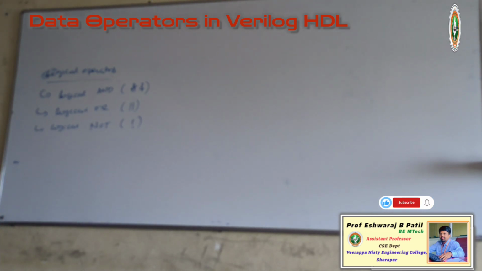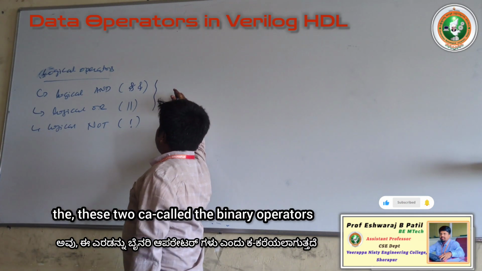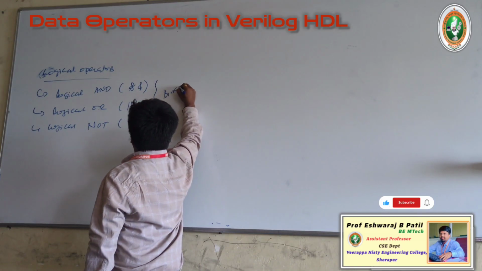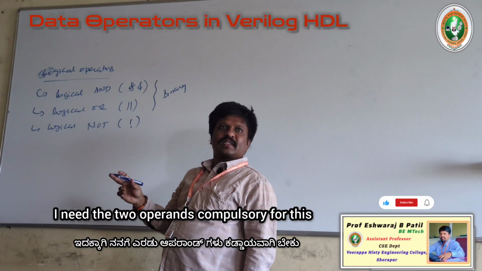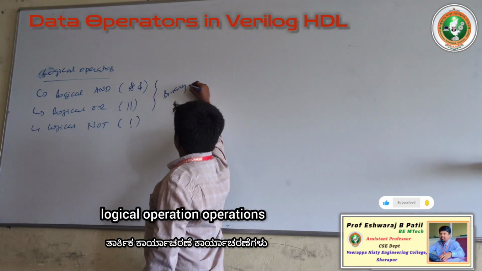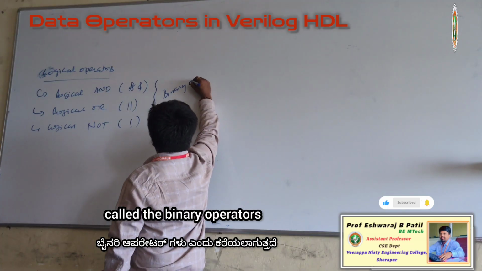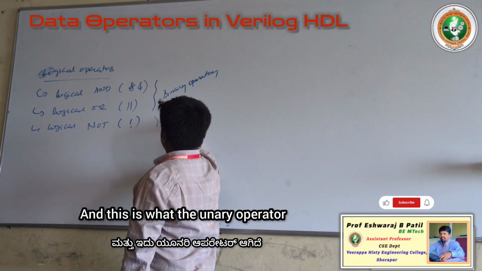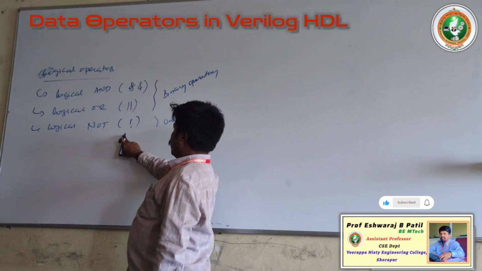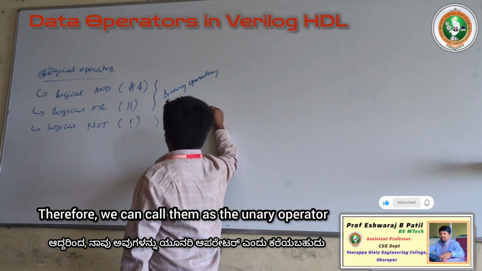Okay, operators. These two columns are the binary operators because we need two operands there compulsorily. I need two operands compulsorily for these logical operations. We can call them the binary operators. And this is the unary operator, so we need only one input for this one. So we can call it the unary operator.